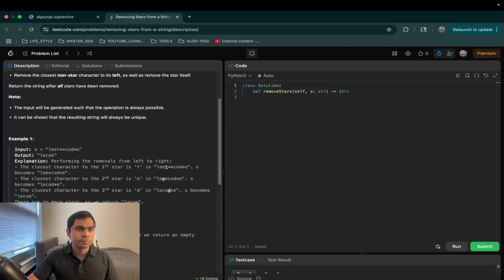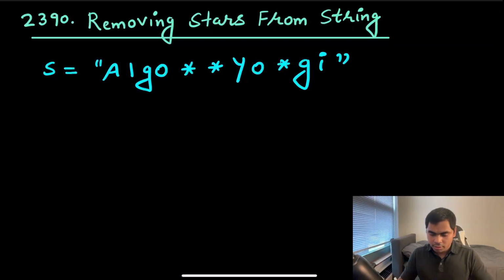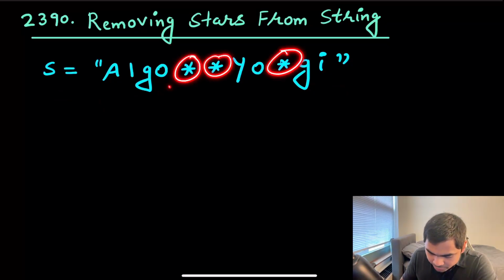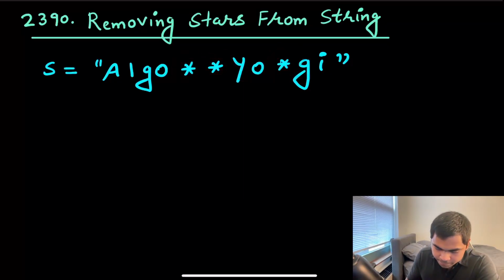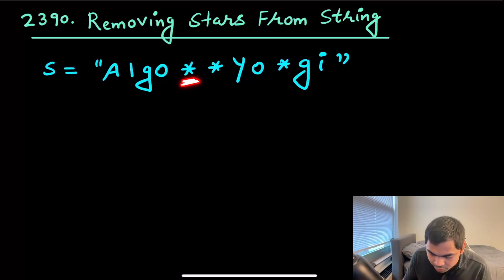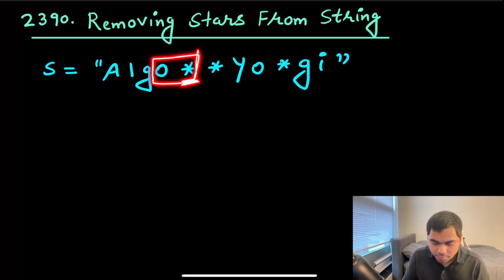Alright, so let's switch. Here is our string that's given to us. It has some stars. This is a star, this is a star, this is a star. We need to remove all of these stars, but these are kind of like wild characters that we are looking for in the string. Whenever you see a star, you need to remove one non-star character before this, to the left.